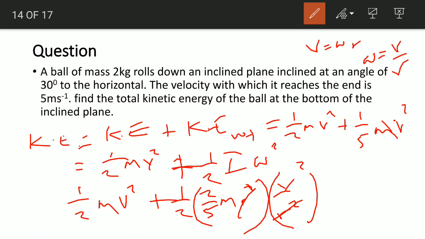These two can add. If we find the LCM between 5 and 2, it is 10. So we are going to have 5 plus 2 over 10, which will give us 7 over 10 mv squared. So you see that the total kinetic energy has been reduced to 7 over 10 mv squared.